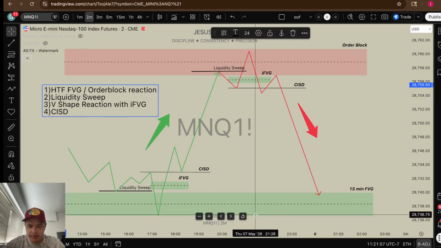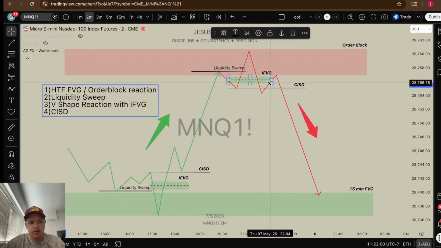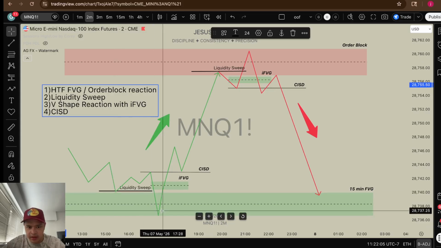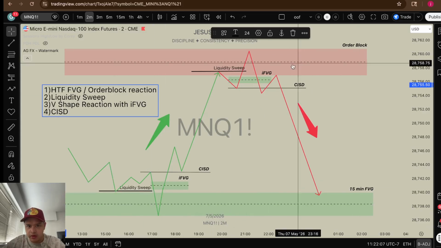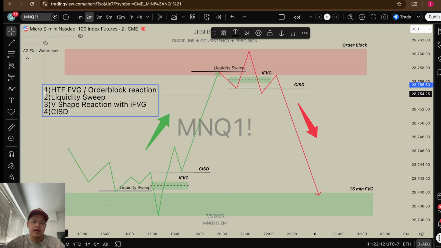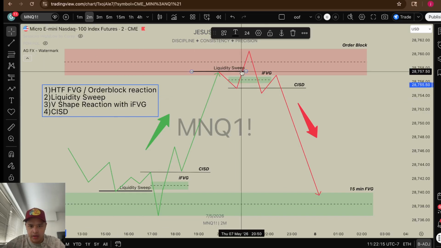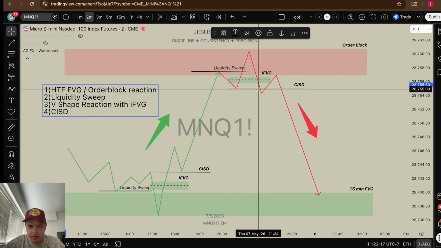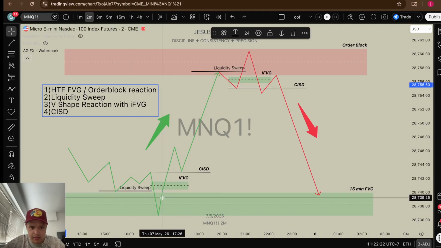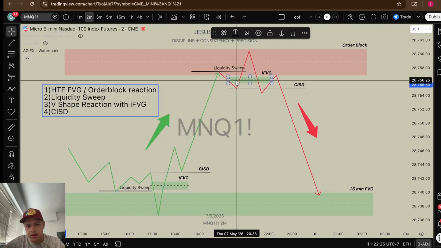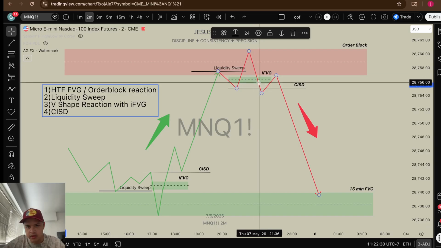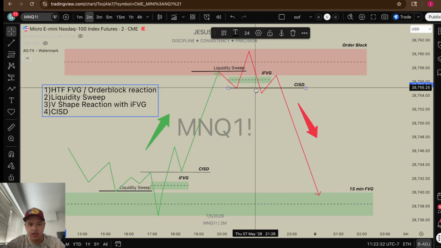Higher time frame fair value gap reaction, or an order block. You want to have some sort of liquidity sweep before tapping into the higher time frame fair value gap or the order block. You see that? And then you want to have some sort of V-shaped reaction recovery after that liquidity sweep, right? Price takes out liquidity here and then recovers above the liquidity sweep. That's called a V-shaped reaction, guys.